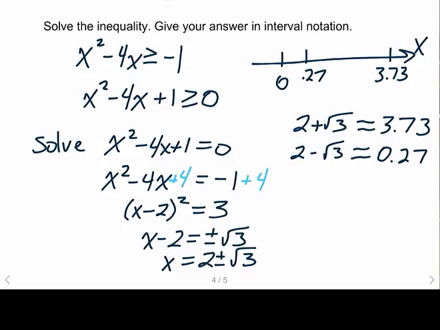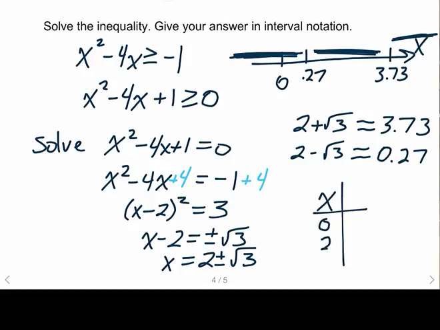So what I need to do is pick test points that are to the left of 0.27-ish, in between 0.27-ish and 3.73-ish, and to the right of 3.73-ish. I'm thinking that good test points are going to be 0, 2, and 5. 0 is to the left of 2 minus the square root of 3. 2 is in between the two numbers. And 5 is to the right of 2 plus the square root of 3.